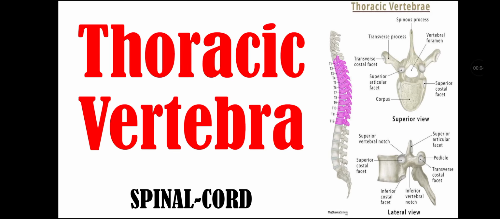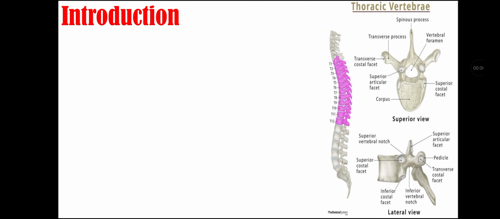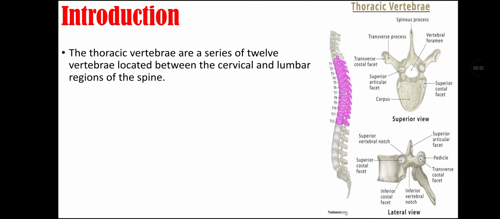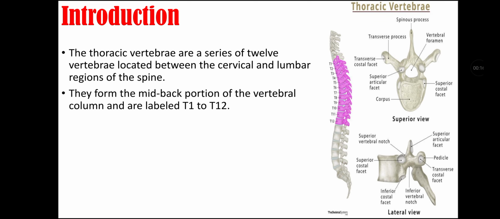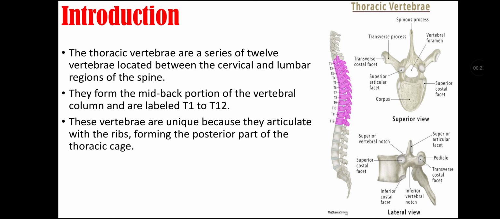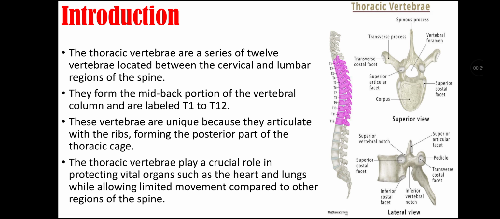Today we are going to talk about thoracic vertebra. So let's start our topic with introduction. Thoracic vertebra are a series of 12 vertebra that are located between cervical and lumbar regions of the spine. They form the mid-back portion of the vertebral column and are labeled T1 to T12. These vertebrae are unique because they articulate with the ribs, thus forming the posterior part of the thoracic cage.